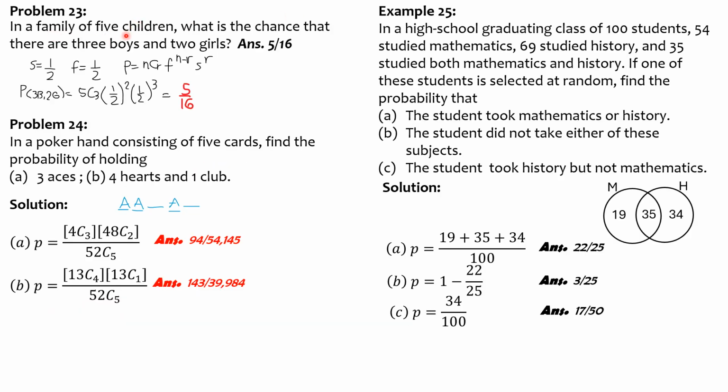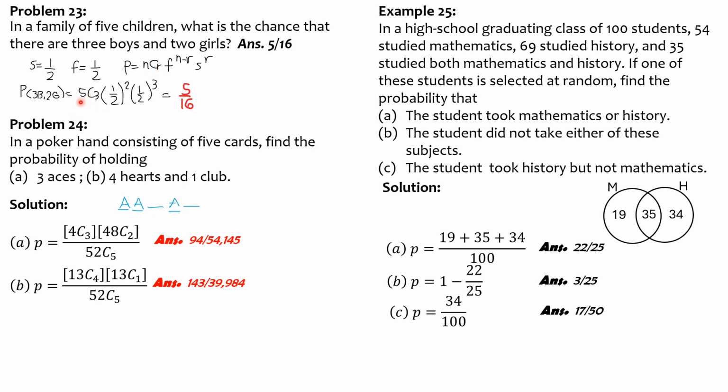23, in a family of 5 children, what is the chance that there are 3 boys and 2 girls? So probability of success that it is a boy, of course, it's either boy or girl, so 1/2. Probability of failure, so it means it is a girl, then it is also 1/2. Probability in repeated trials, 3 boys, 2 girls. The objective is 3 boys.